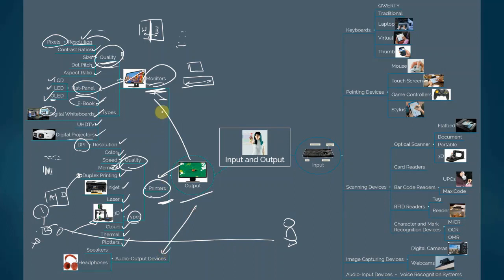Another form of output device, outside of monitors and printers, is our audio output devices, such as our speakers for those of us who love music, and for those of us who respect those around us, our headphones.